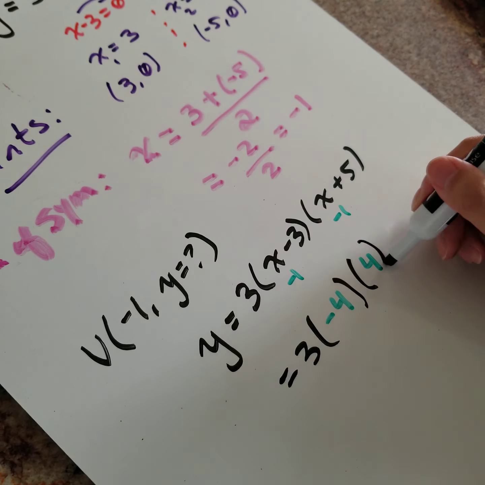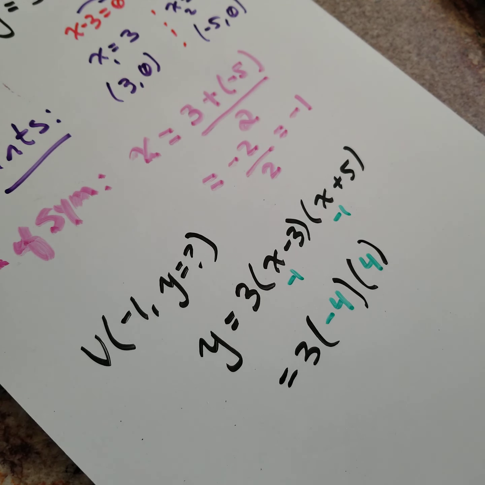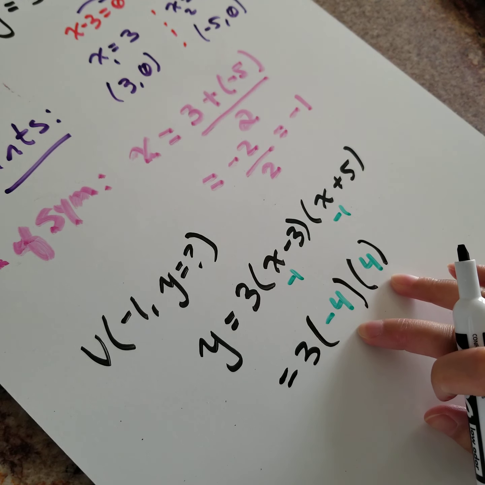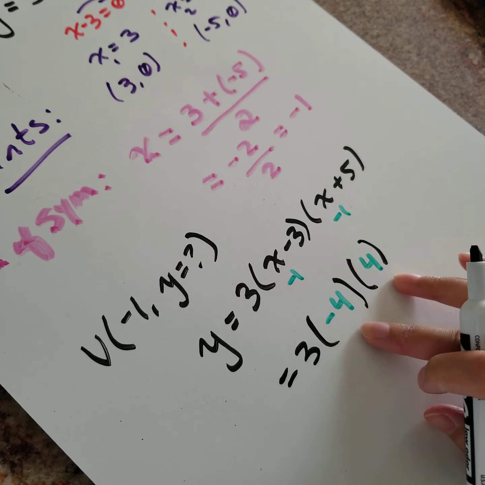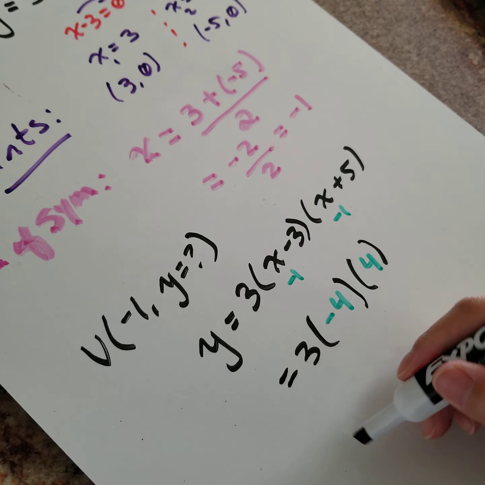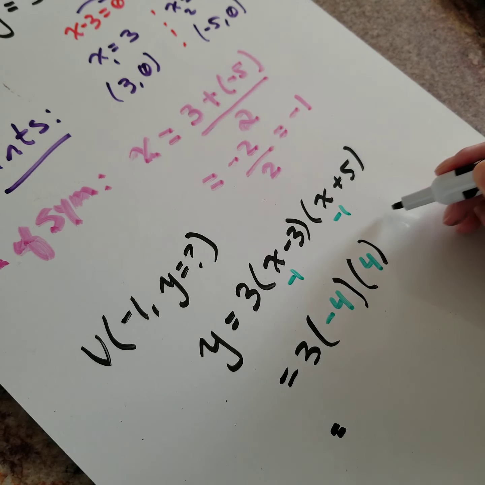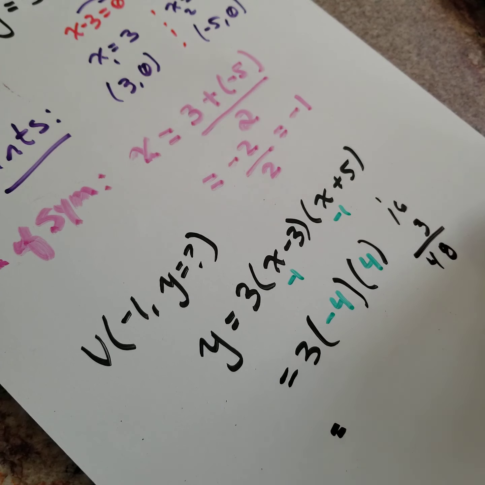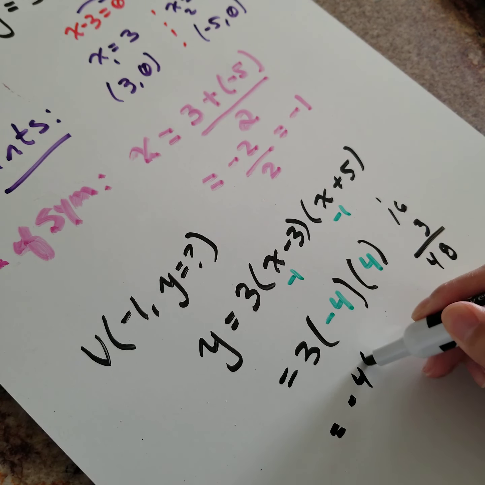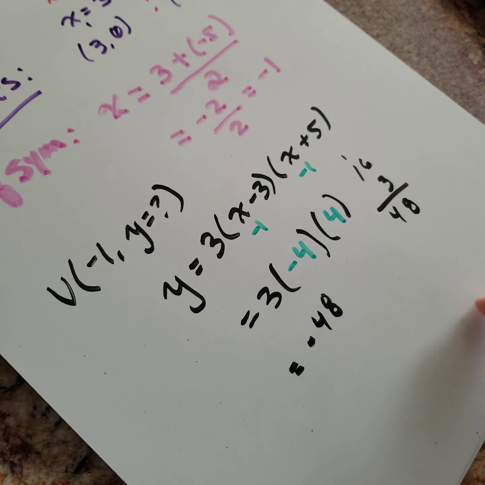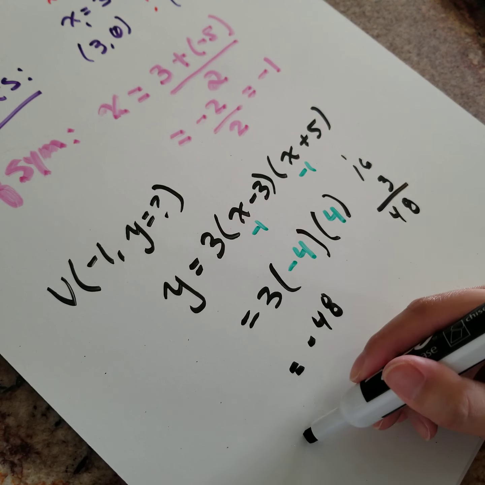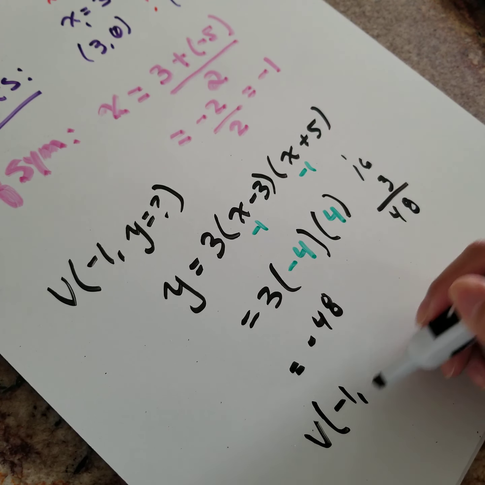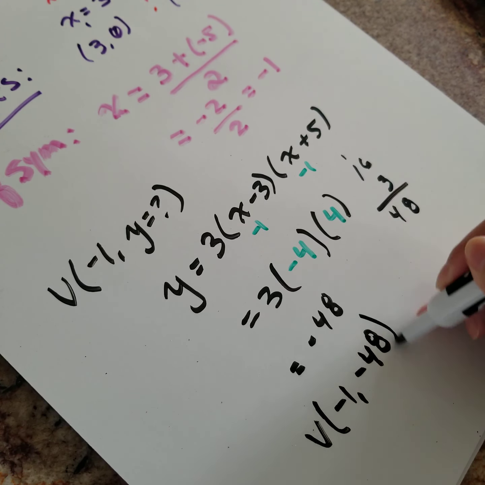And now I just multiply these numbers throughout. Let me do some quick math here. Negative 4 times 4 is negative 16, and then negative 16 times 3 is 48. Yeah, so you can think of it as 12 times 4. That would have been easier for me. 12 times 4 is 48, and here it's negative. So if this is the corresponding y value, my vertex will read as negative 1 and negative 48.